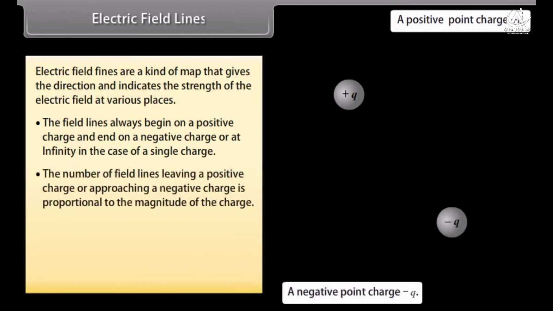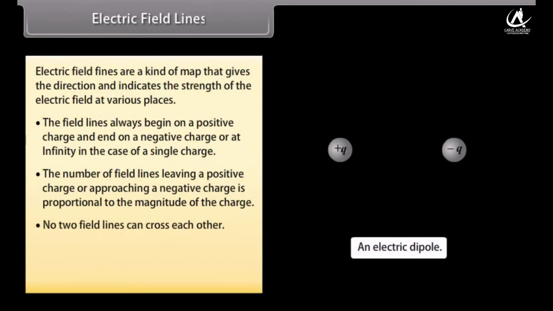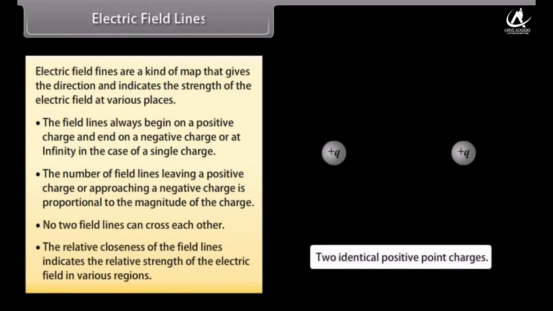The number of field lines leaving a positive charge or approaching a negative charge is proportional to the magnitude of the charge. No two field lines can cross each other. The relative closeness of the field lines indicates the relative strength of the electric field in various regions.